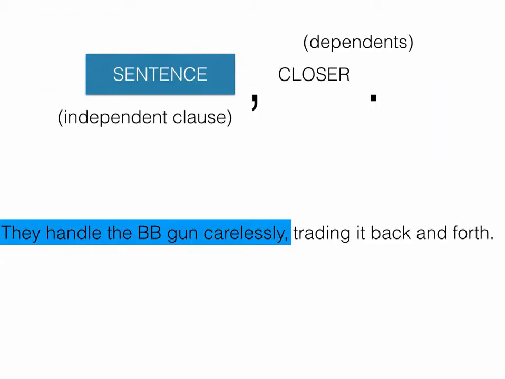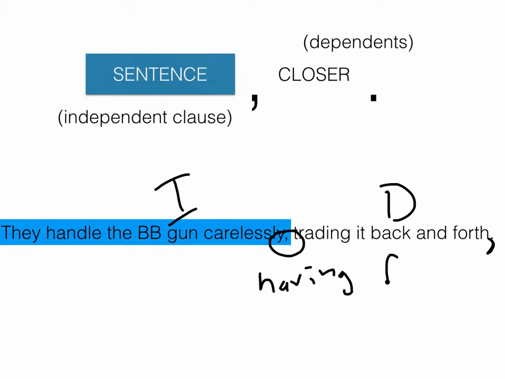Let me show you what that looks like. Here we have the same sentence: "They handled the BB gun carelessly," and you use a comma, and now you can stick that dependent clause on the end. So think of commas as glue that attach a dependent clause to an independent clause. And if you wanted to, you could keep adding dependent clauses. I'll just put another comma and say, you know, "having fun" to make this a little faster. "They handled the BB gun carelessly, trading it back and forth, having fun." Again, that comma is sticking another dependent clause on the end.